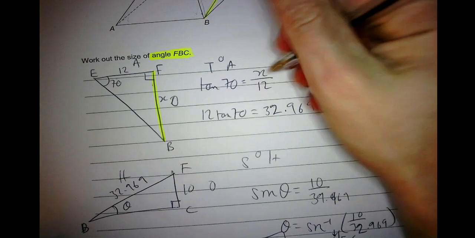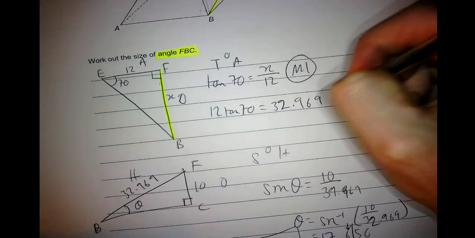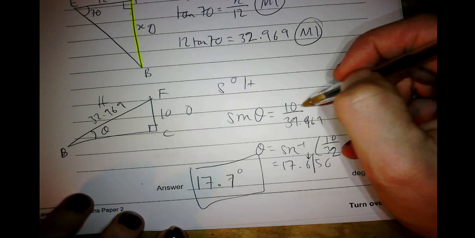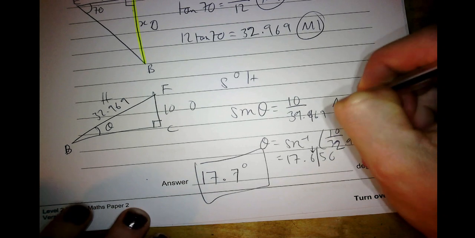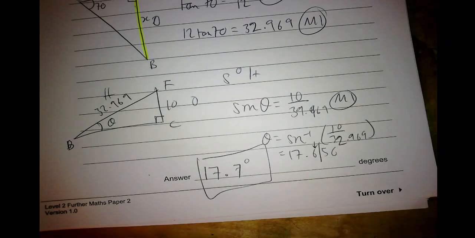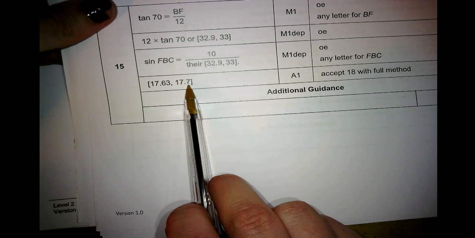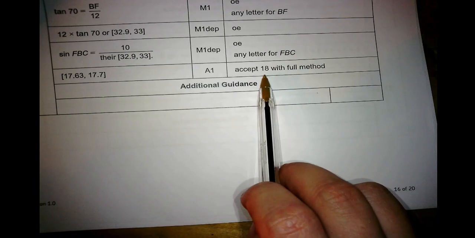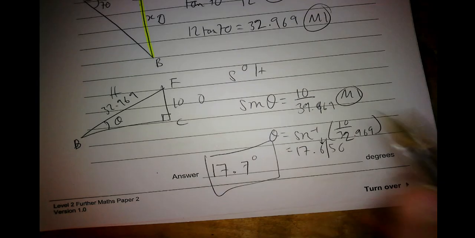You would get 1 mark for getting up to this, tan 70 is x over 12, 1 mark for 12 times tan 70, 1 mark for sine theta is 10 over the found value for FB, and then full marks for anything between 17.63 and 17.7. If you'd written 18 but had your unrounded answer somewhere, you'd get full marks.